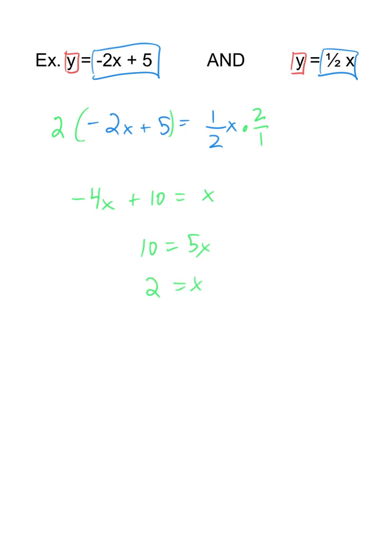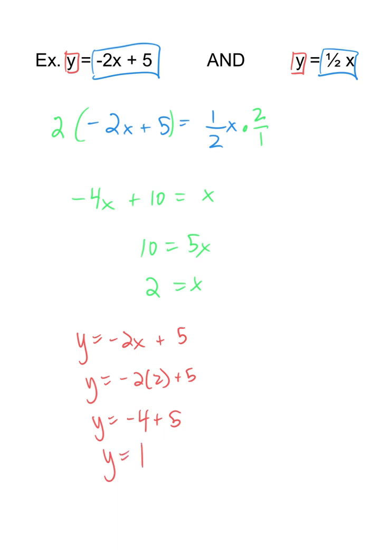So now I need to plug it in. Well, I'm going to take the easier one and plug it in up here. y is equal to negative 2x plus 5. I guess actually that one was pretty easy too. So y is equal to negative 2 times 2 plus 5. y is equal to negative 4 plus 5. y is equal to 1. So then I finish it up with the solution is 2, 1.